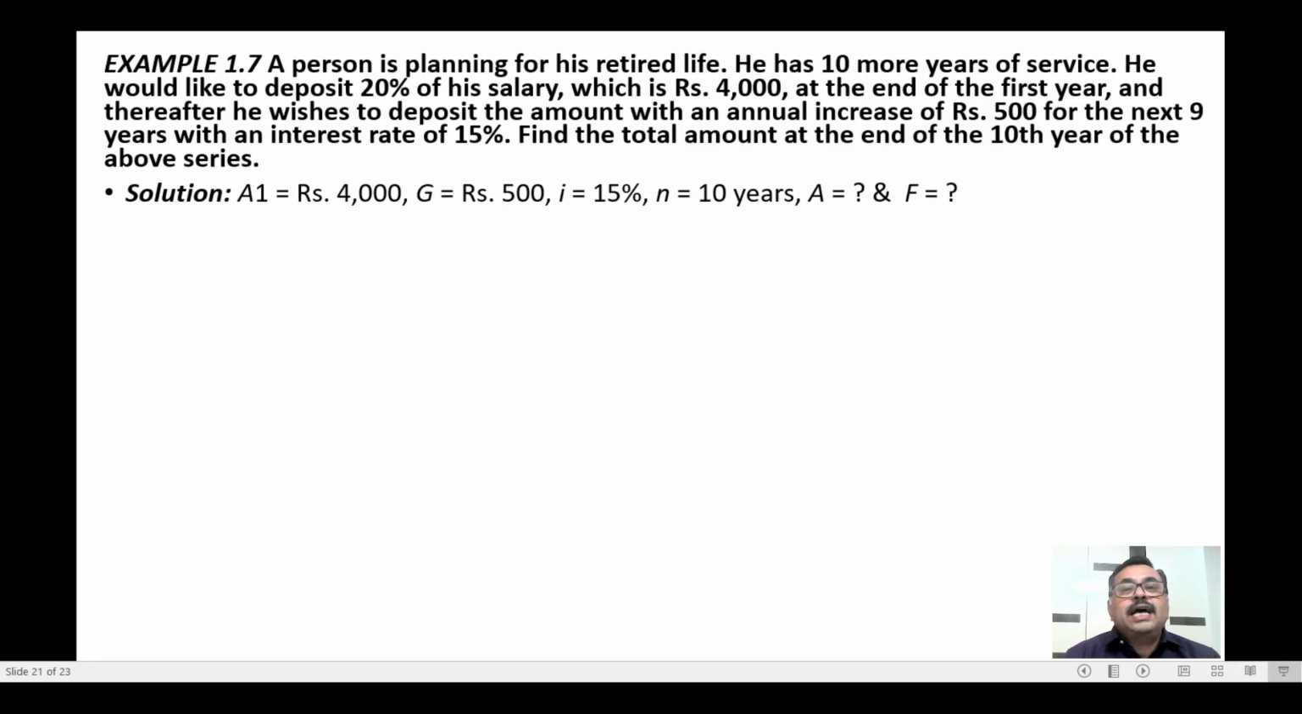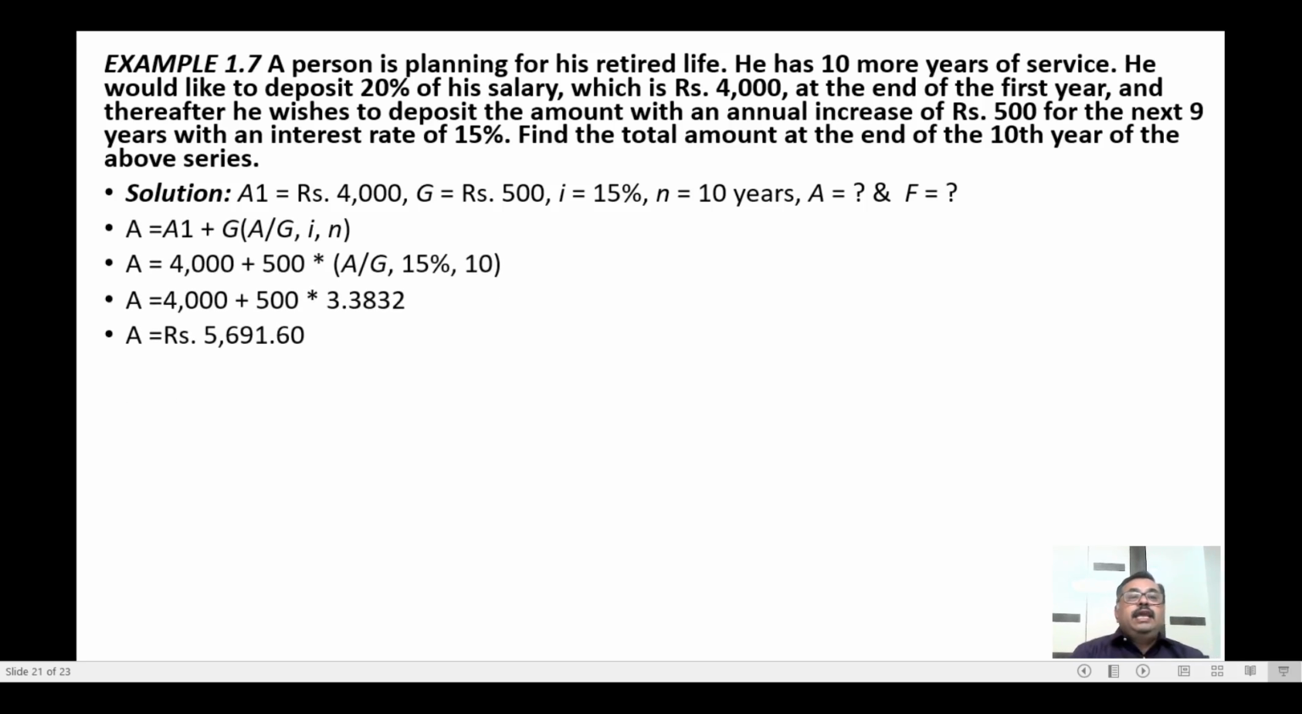A is the equal gradient series that we are going to pay, and after his retirement, what is the amount that he is going to get? That means A and F we have to calculate. Let us calculate A first.